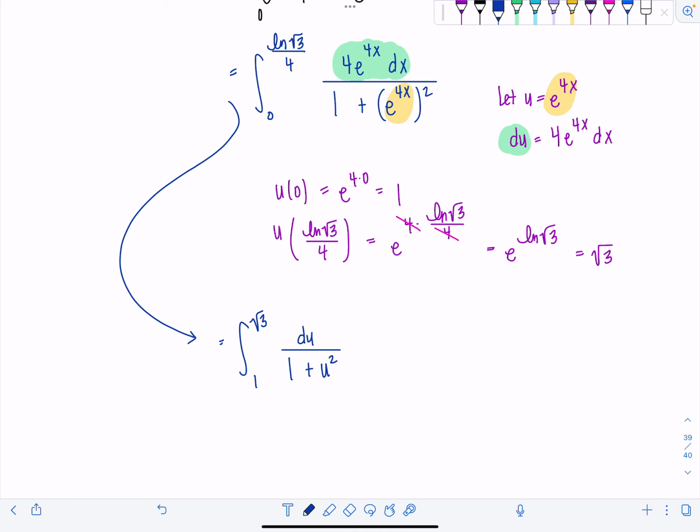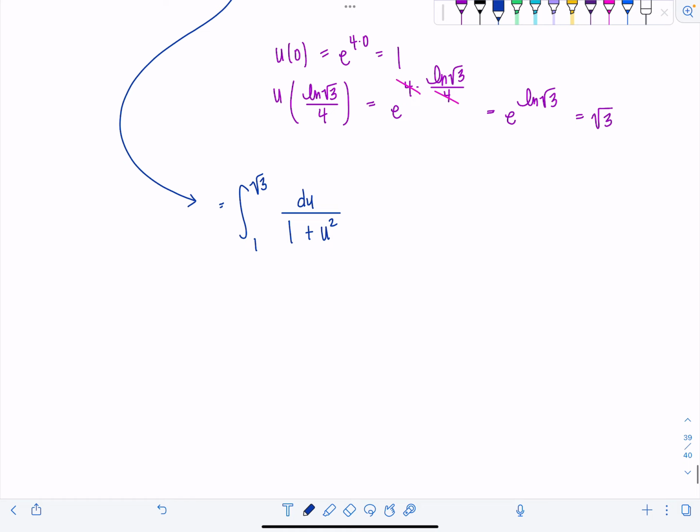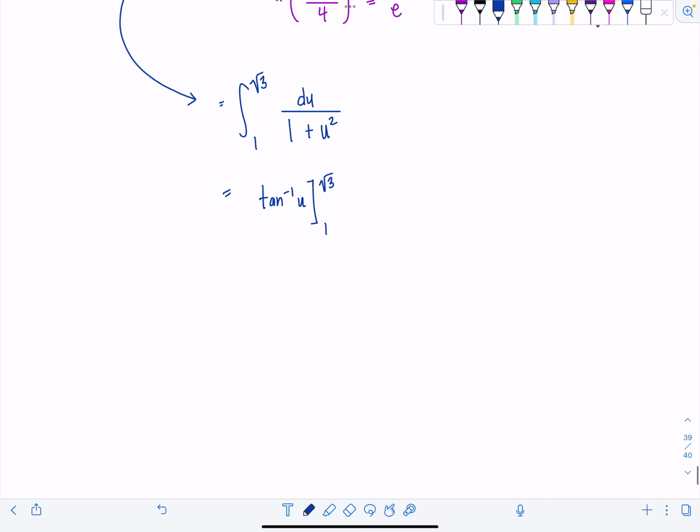Okay, now look here. There isn't really much to do other than recall your derivatives. This one should be familiar. It's good old tan inverse, yes? Tan inverse of u, and we're evaluating it from 1 to rad 3. No, I don't need to back substitute and replace u with e to the 4x because my limits of integration are in terms of u also, so leave it as is.